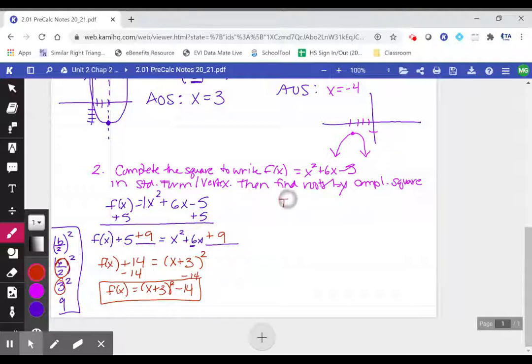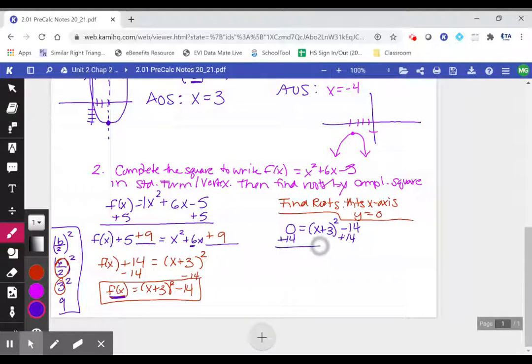The next part asks us to find the roots. Well, the roots are where it hits the x-axis. And anytime you're along the x-axis, that tells us that y is equal to 0. So my f of x is the same thing as y. So I'm going to take out f of x and replace it with a 0. And I have x plus 3 quantity squared minus 14. And now I'm just solving for x. So I'm actually going to add that 14 back over because I want to get that x by itself. So I'm trying to isolate the x.